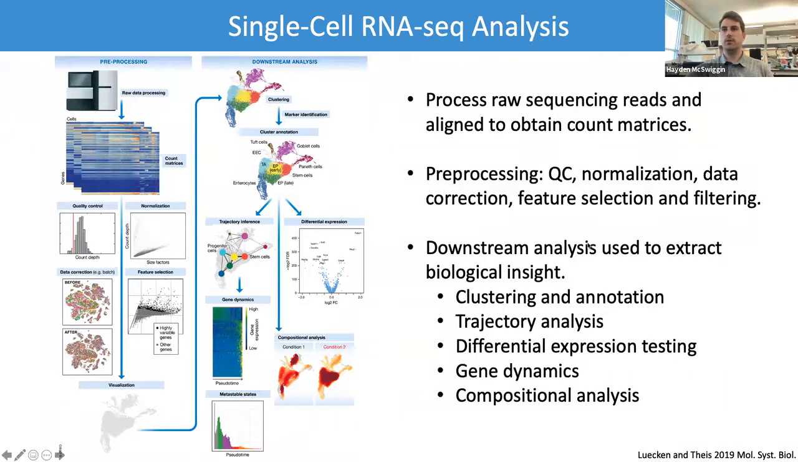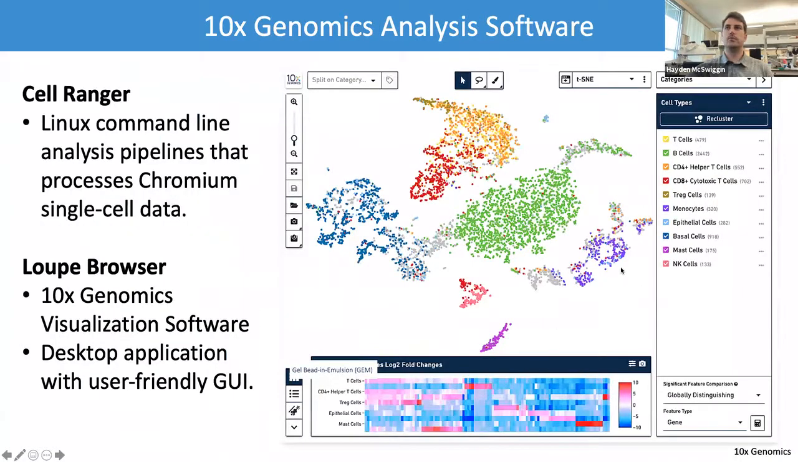So a few of the analysis softwares that are provided by 10x Genomics. The first one is Cell Ranger, which is a Linux command line based pipeline that will process your raw sequencing reads and generate the count matrix, or the spreadsheet that I talked about a few slides ago. And then after that, you can import this count matrix into the Loupe browser, which is developed by 10x Genomics, which is a visualization software. It's a desktop application with a user-friendly graphical interface.